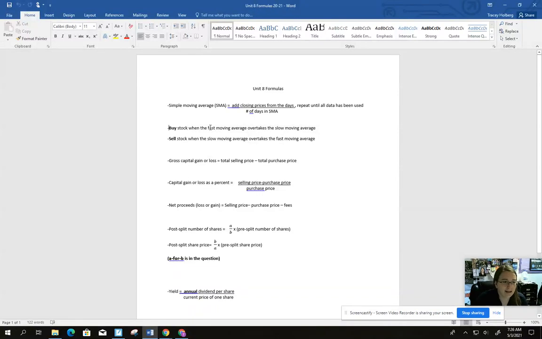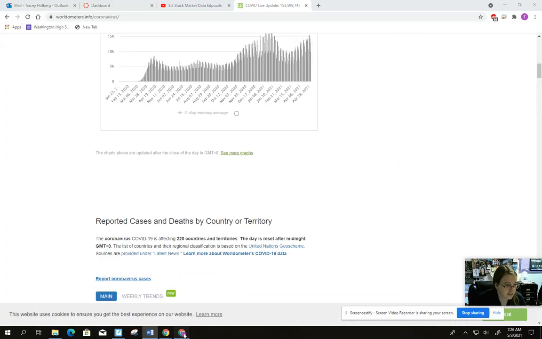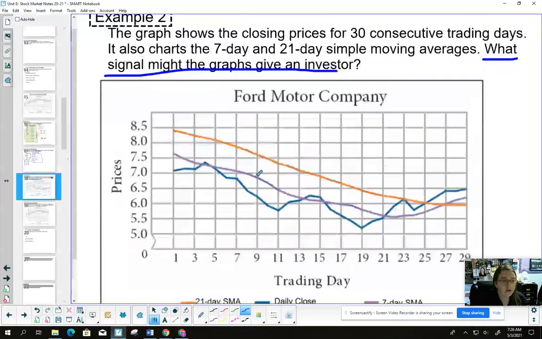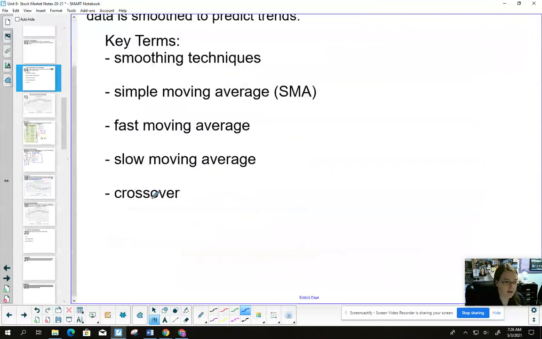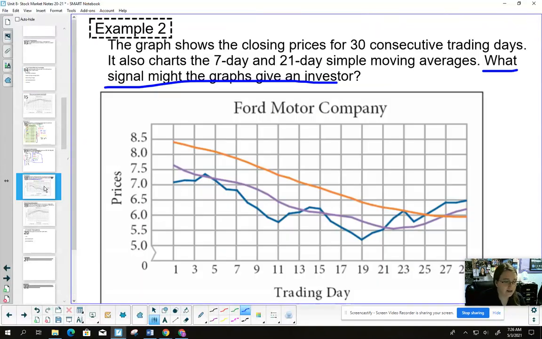So you are going to buy when the fast goes over the slow. You are going to sell when the slow goes over the fast. So sell with the slow on top. Let's come back to the graph here and see what that means. So what we are focusing on is where they cross. Again, we talked about a crossover in the key terms.